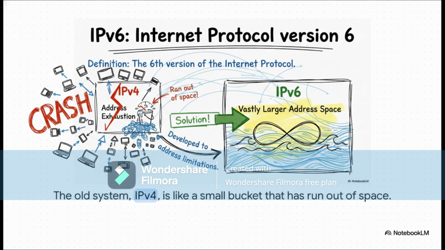So the original system for all these addresses was called IPv4. And this image here is a perfect way to picture it. Think of IPv4 as a small bucket. For many years, that bucket was totally big enough. But then came the explosion of smartphones, laptops, and all these new gadgets, and that bucket started to overflow. We were literally running out of addresses.